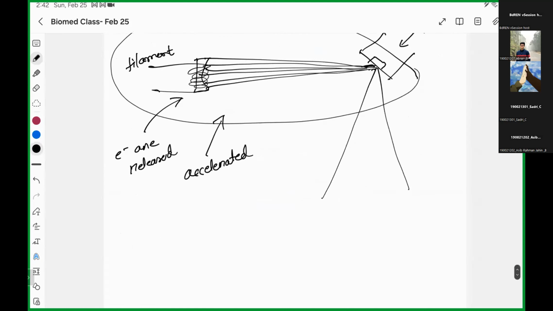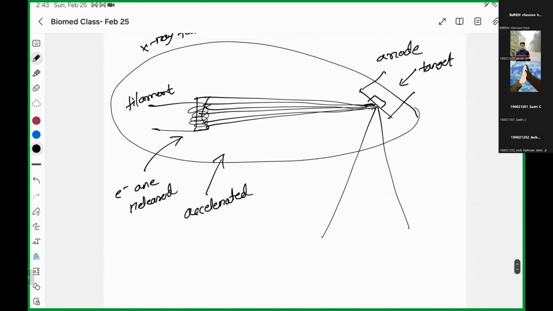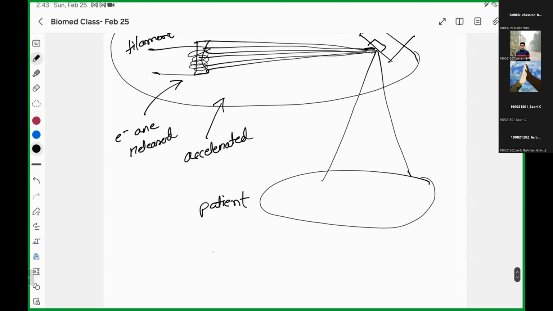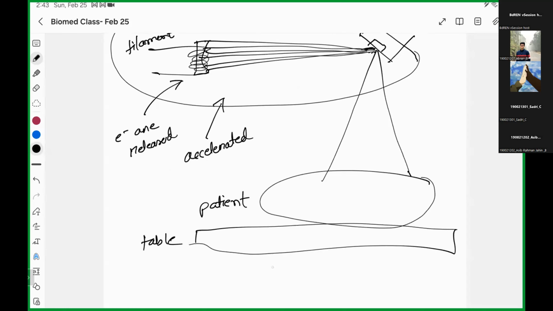When it is at a 45-degree angle, the rays will be less absorbed by this anode. It will be more reflected. So after this reflection, it comes through, and this is your patient. He is sitting on this, let's say, table. And below this table, there is a film there.